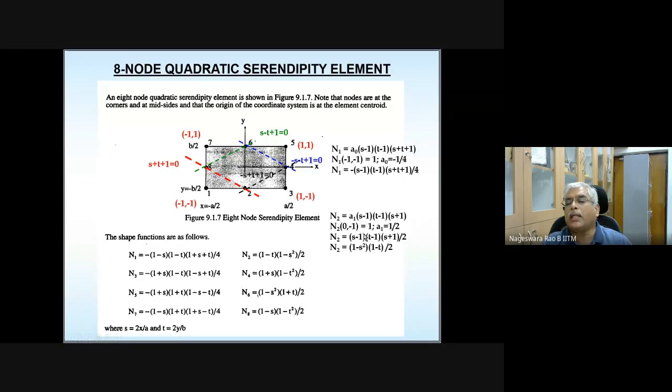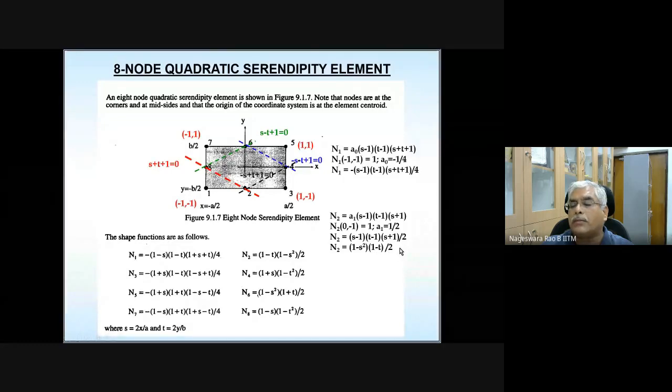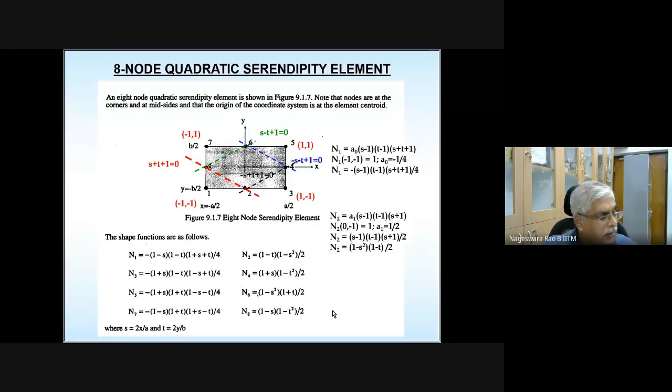Okay? So S minus 1, S plus 1. It's S square minus 1. Instead of writing S square minus 1, I want to write it as 1 minus S square. If I want to write 1 minus S square, minus is going to be there. That minus, if you multiply with this, it's going to be 1 minus T. So the expression for N2 is going to be 1 minus S square multiplied by 1 minus T divided by 2. So that is what is written. So this procedure gives you explanation for corner node and middle node. Same procedure you apply for the other nodes, you can easily derive. Okay? Any questions here? So this is how you can derive the shape function for 8 node element.